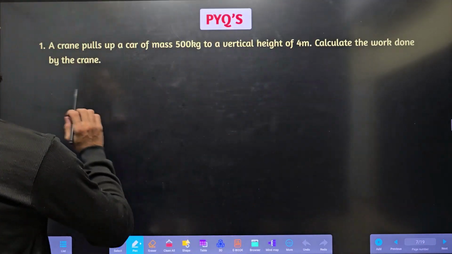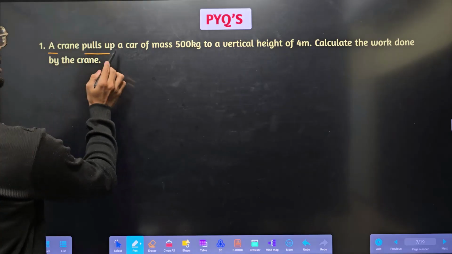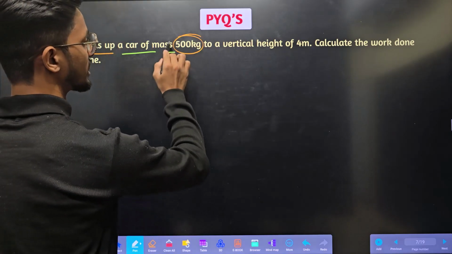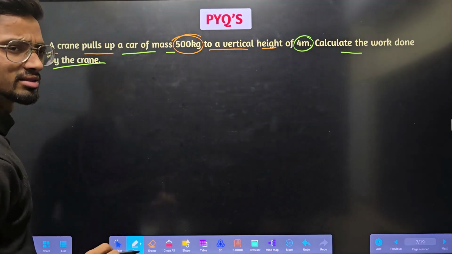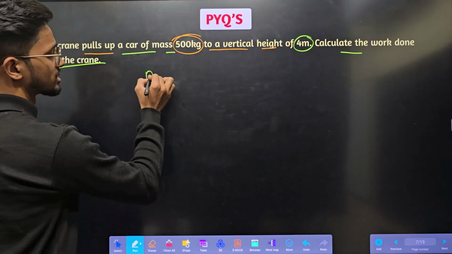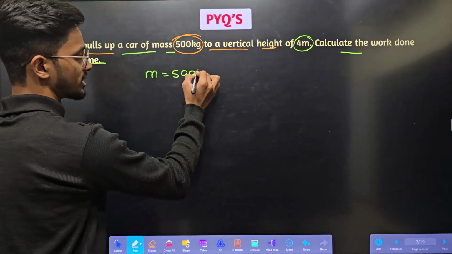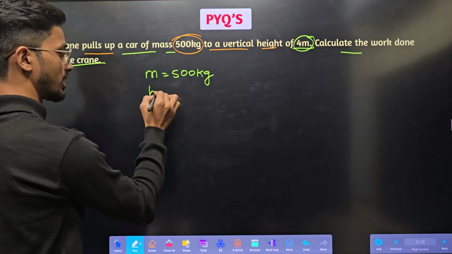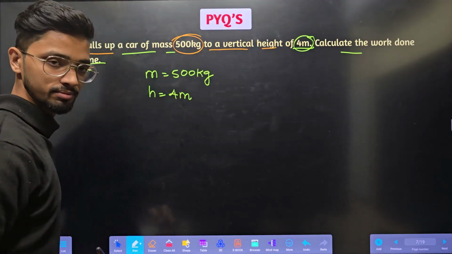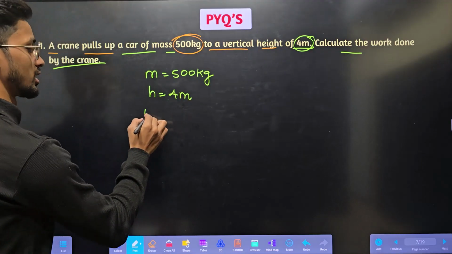Next, some questions. A crane pulls up a car of mass 500 kg to a vertical height of 4 meter. Calculate the work done by the crane. In simple terms, how much mass? Mass is 500 kg. To a height of 4 meter. Height is how much? 4 meter. What is the work done? They are asking.